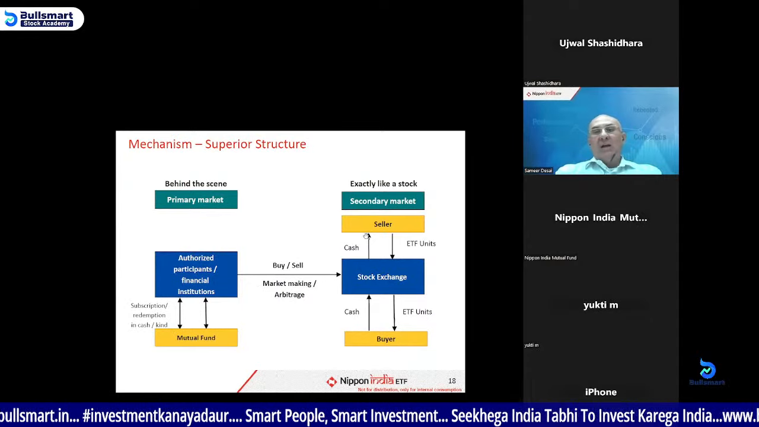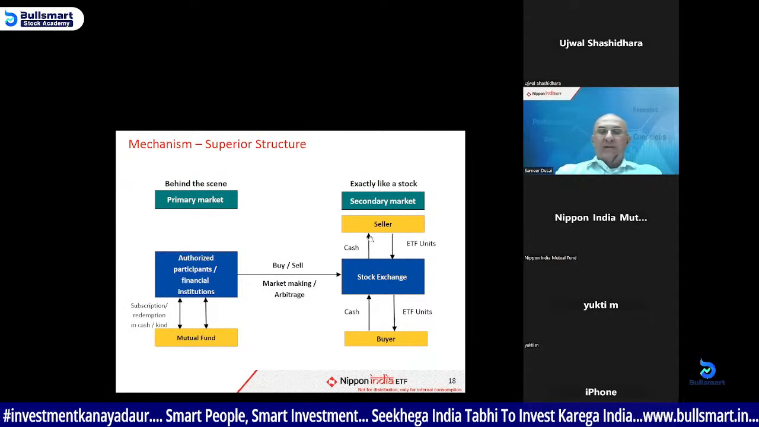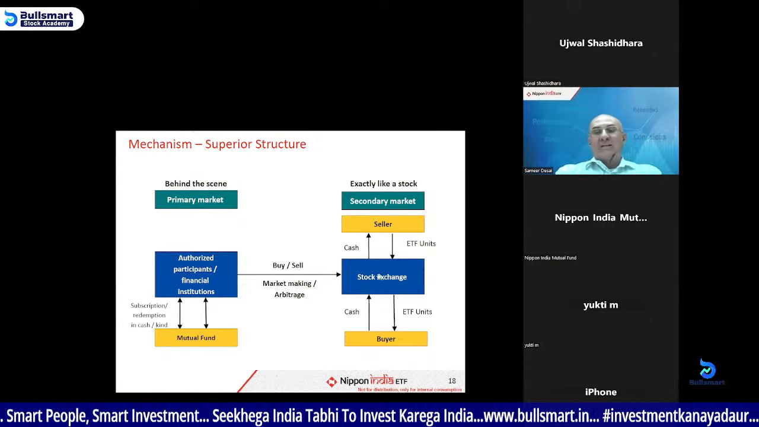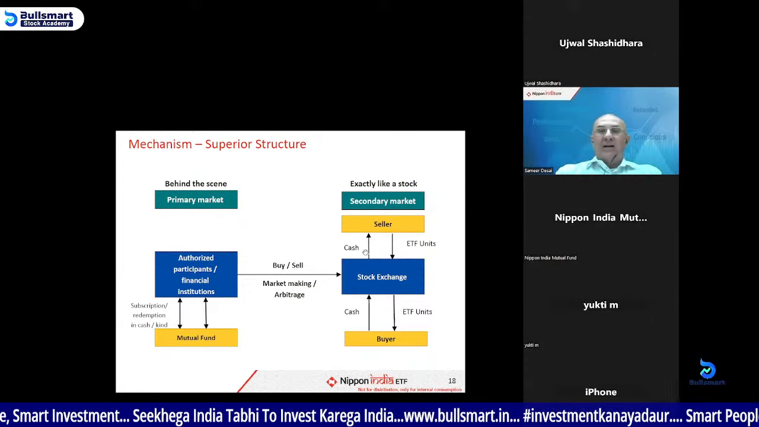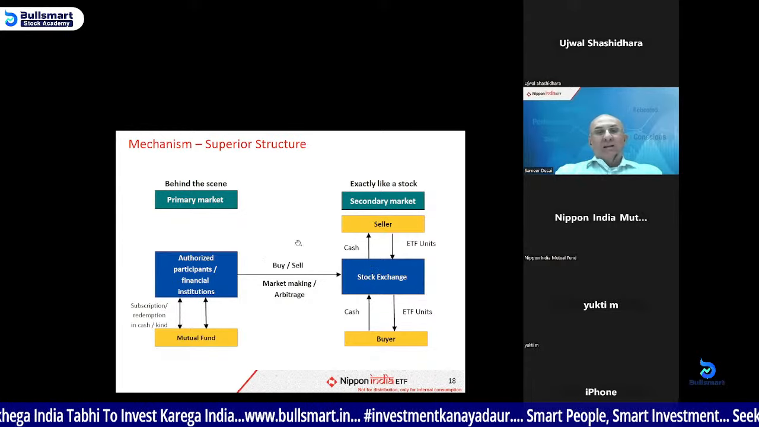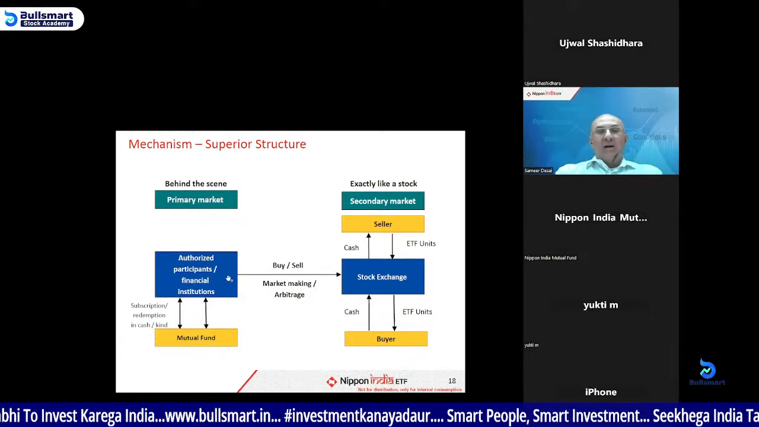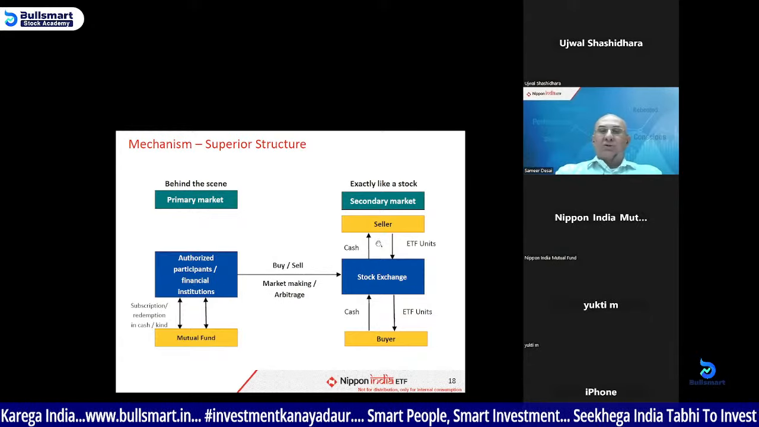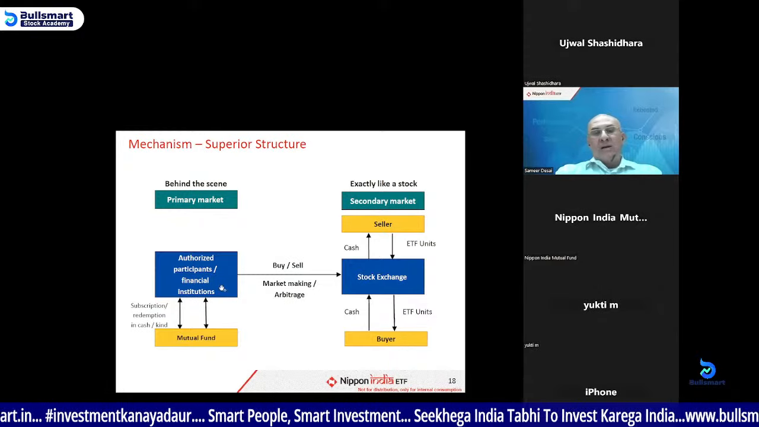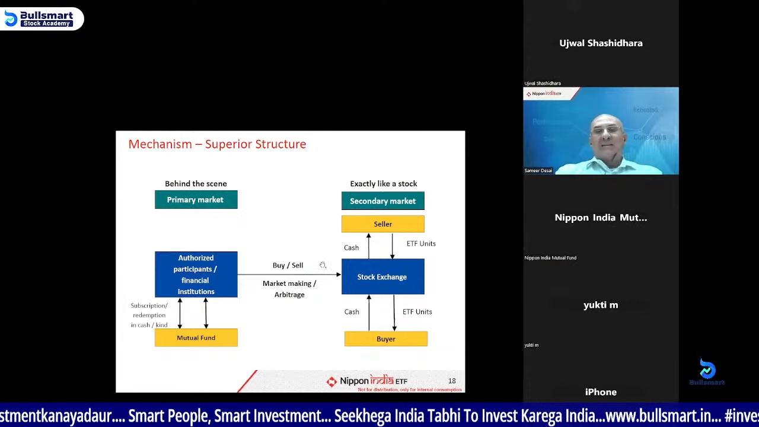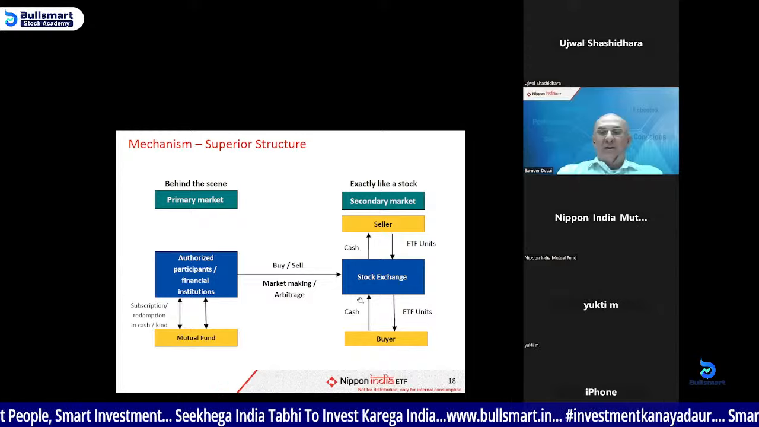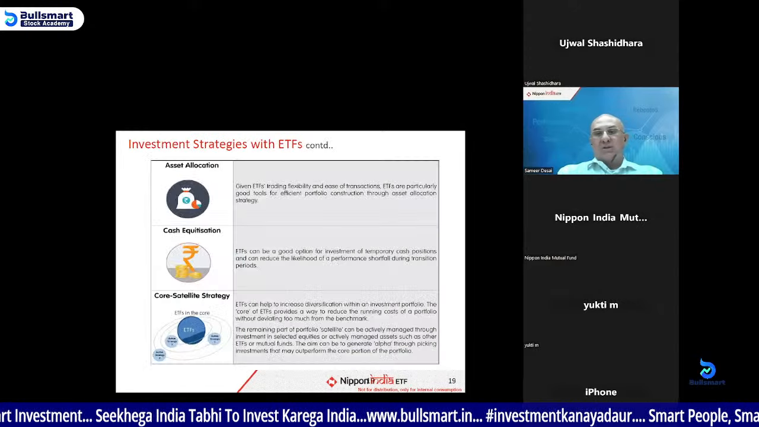This is essentially a diagrammatic representation of how ETF shares are sold and bought between buyers and sellers on the stock exchange, exactly like you buy shares of ABC or XYZ company. And this is how the market maker creates liquidity on the stock exchange. If there's a large buy order or a large sell order, the market maker will automatically step in and supply units or buy units on the stock exchange. So that is how the ETF liquidity is created on the stock exchange.